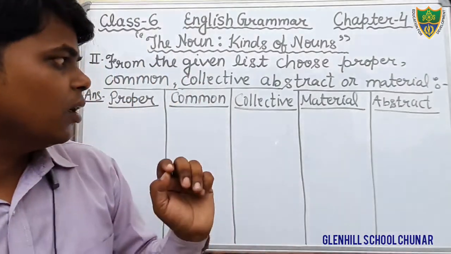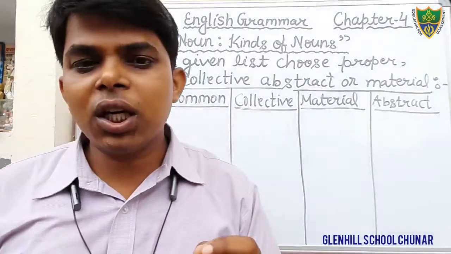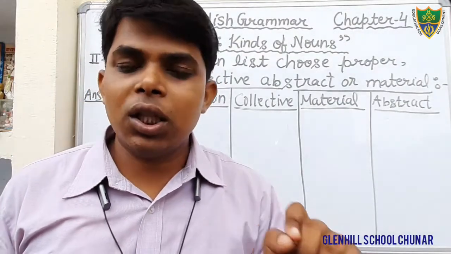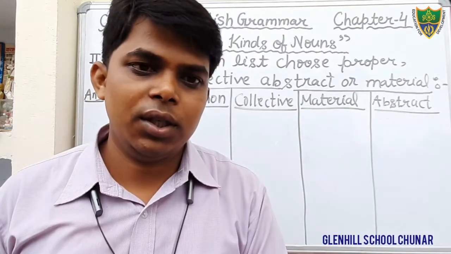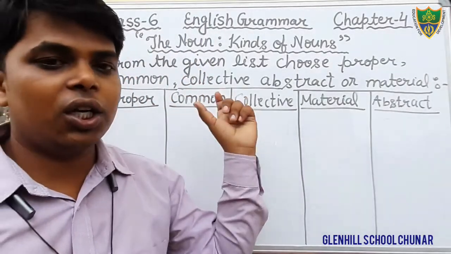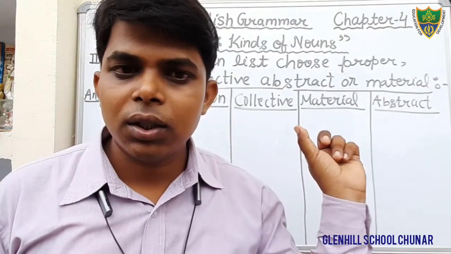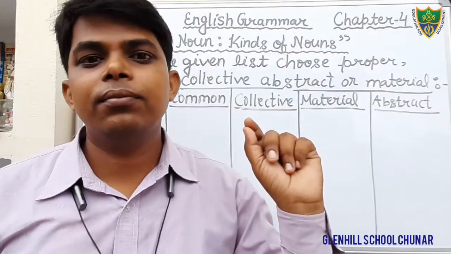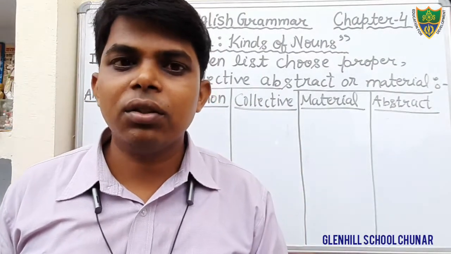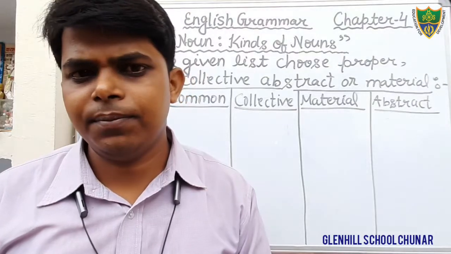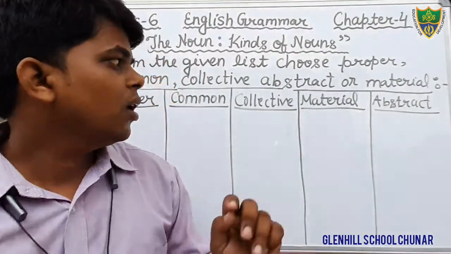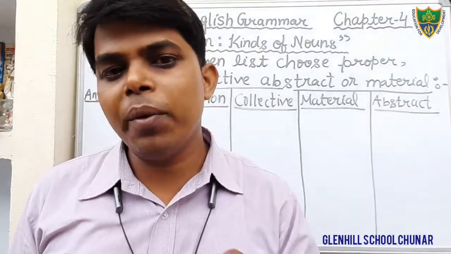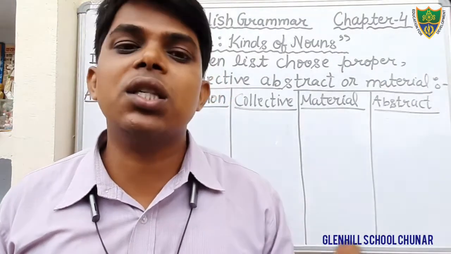Okay, and collective nouns. What is collective? Collective noun denotes the collection of persons or other creatures or things. Okay, collective noun denotes the collection of persons and other creatures or things. And material noun. What is material? Material noun is the name given to material or substances of which things are made.